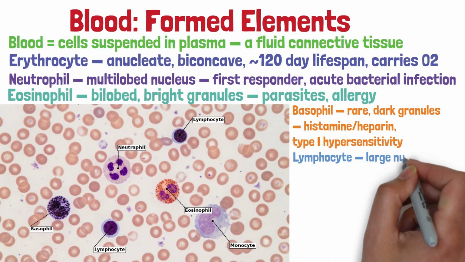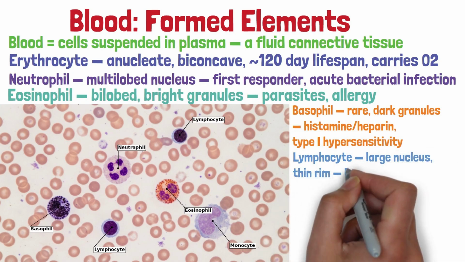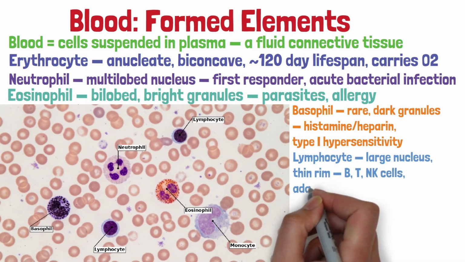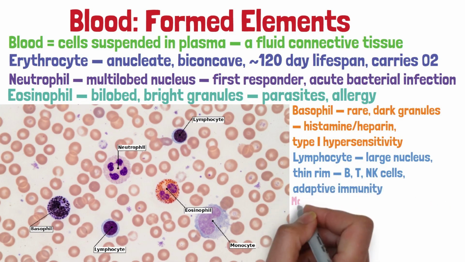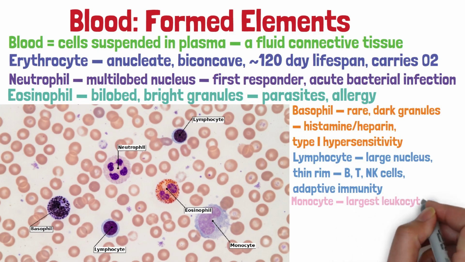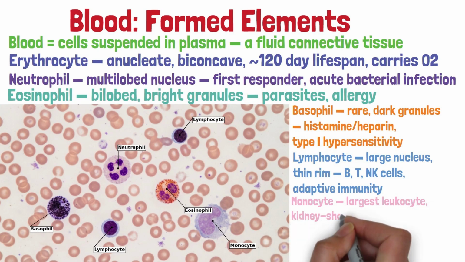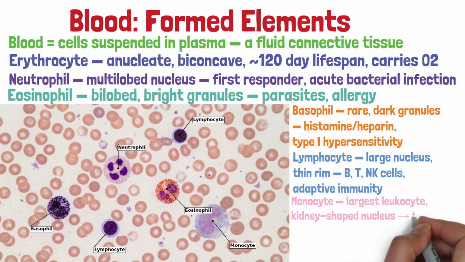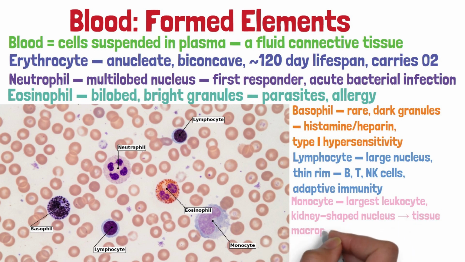Lymphocytes have a large nucleus and barely any cytoplasm. That's your B cells, T cells, and NK cells running adaptive immunity. The monocyte is the largest circulating leukocyte with a kidney-shaped nucleus, and it's the cell that differentiates into tissue macrophages once it leaves the bloodstream.